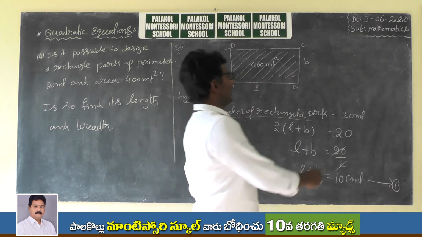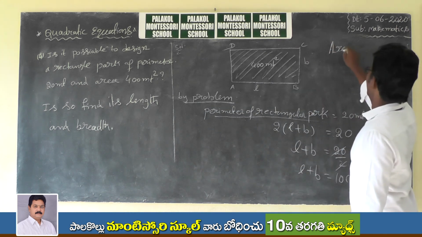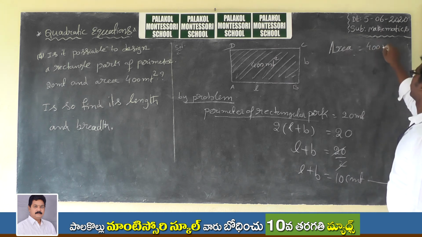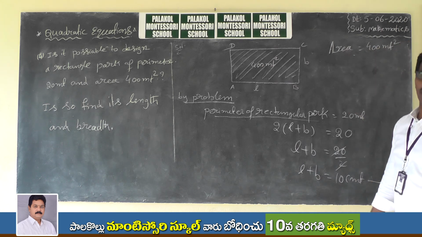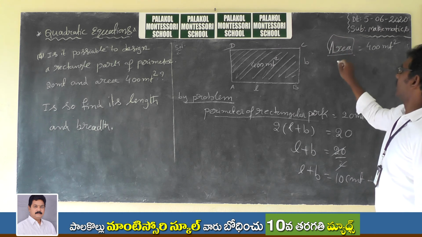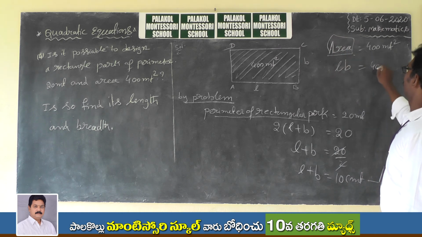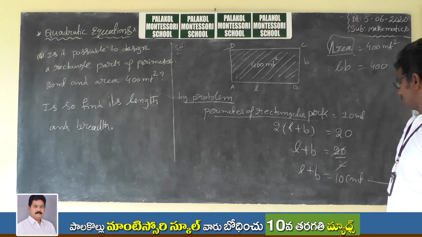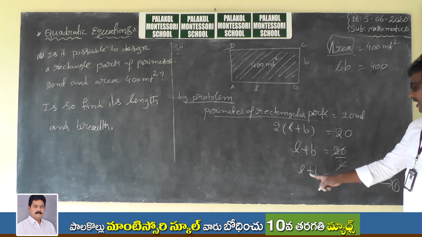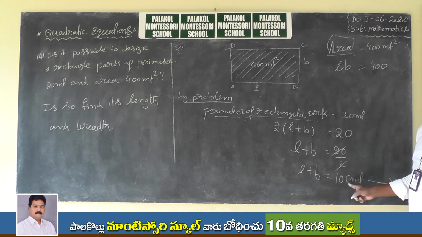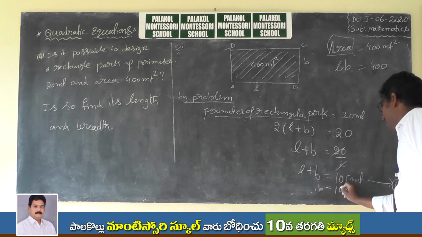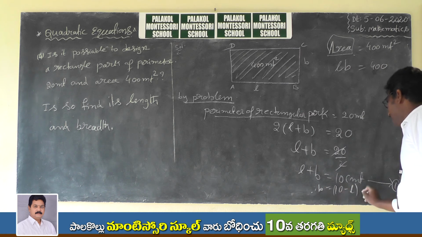Next, you find out the area. The area of the rectangular plot is equal to 400 meters square. So what is the area of the rectangular plot? L times B is equal to 400. From equation 1, L plus B is equal to 10 centimeters. That means B is equal to 10 minus L. Is there any problem?